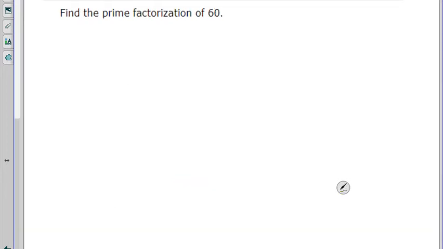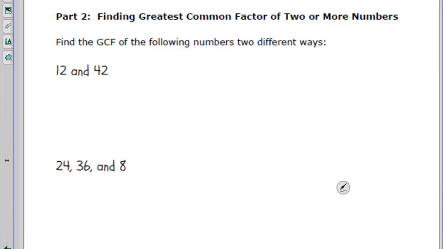So there you go. Either is acceptable. All right, now it's your turn. Find the prime factorization of 60 any way you want to do it.